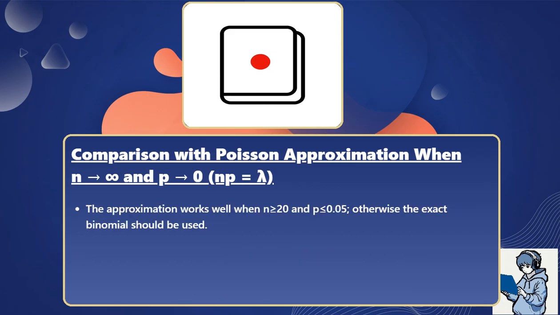The approximation works well when n is greater than or equal to 20 and p is less than or equal to 0.05. Otherwise, the exact binomial should be used.